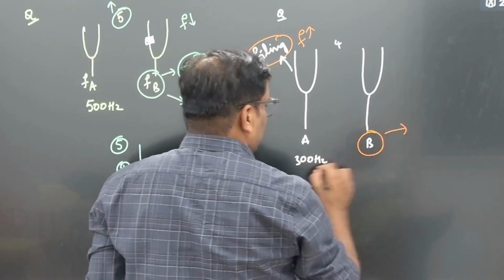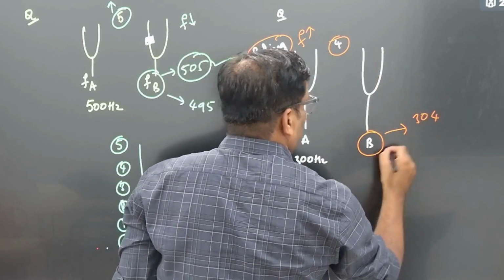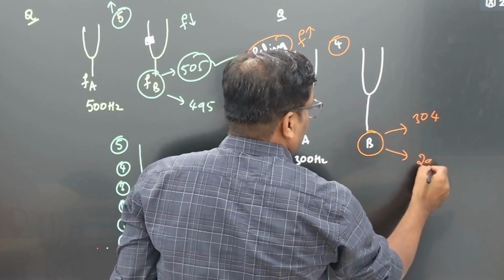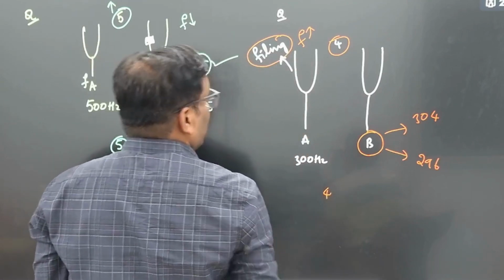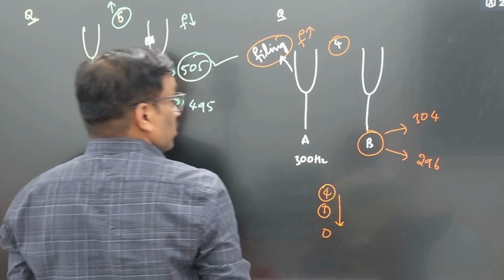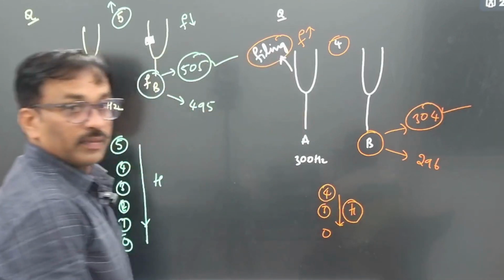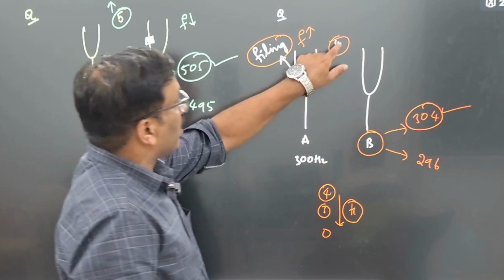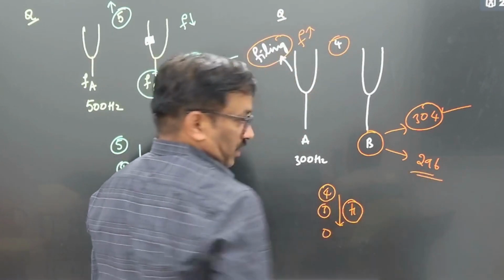So what are the possibilities now? Producing 4 beats, therefore 304 or 296. Suppose if you are getting 4 or 3 or up to 0 beats, then higher will be your answer. Suppose if you are getting beats more than 4, then 296 will be your answer.